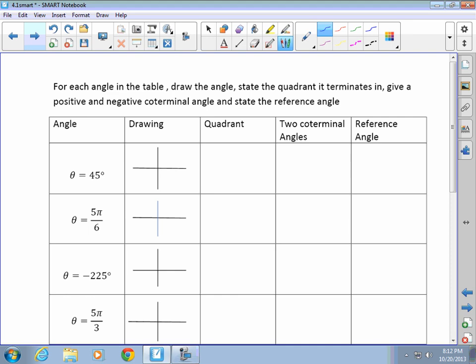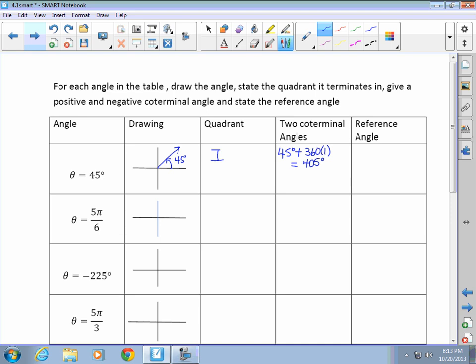So I'm going to do a couple of examples here for you, and then you're going to fill in the rest of the chart. So 45 degrees. If I draw 45 degrees, that would be halfway here. So that's 45 degrees. It's in quadrant 1. For 2 angles that are coterminal, the simplest is just to take your 45 degrees plus your 360, and I'm only going to go 1 rotation, so it's kind of like multiplying it by 1, which is just 45 plus 360, so that's 405 degrees.